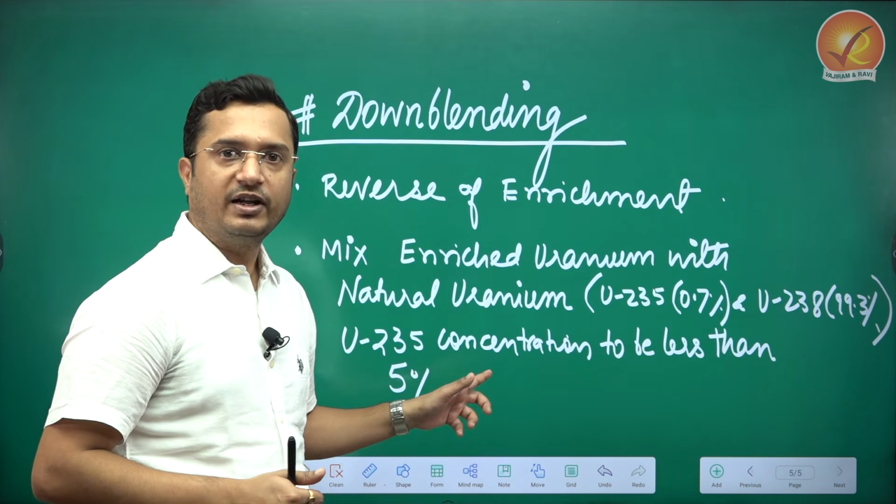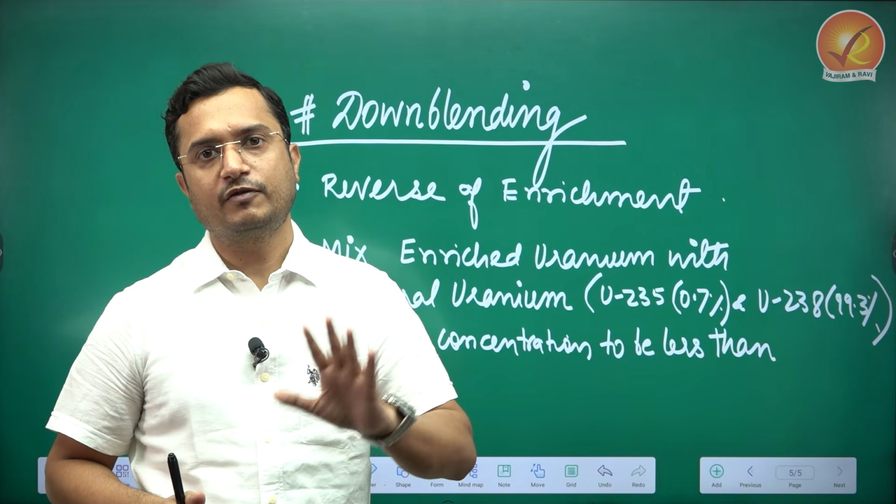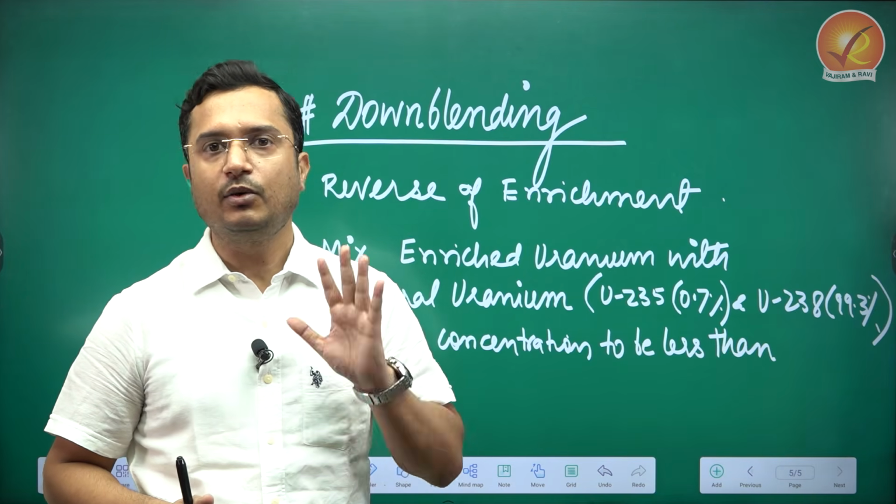So with the downblended uranium, you cannot make nuclear weapons out of it. It can only be used for generation of power in nuclear reactors.